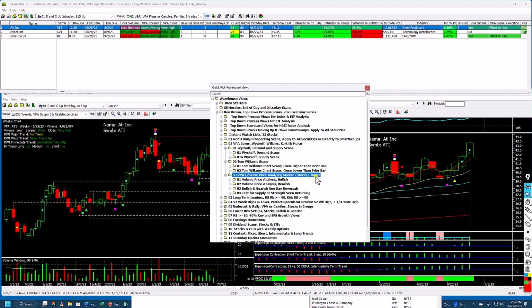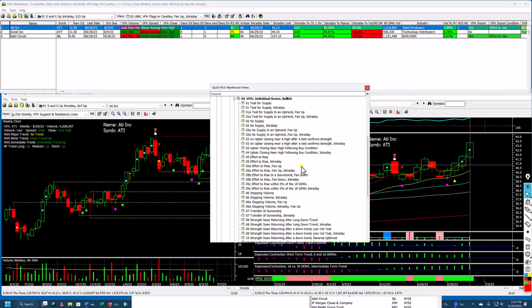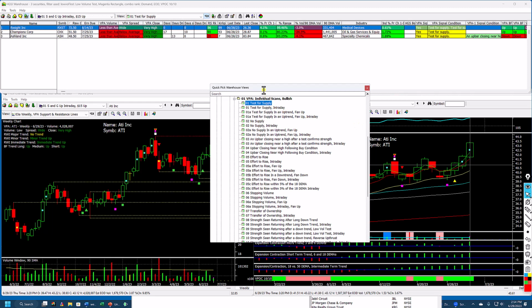And Karthik Marar is the one who put the code for VPA out into the public domain, and that's what's incorporated into HCSI. So I'm giving him credit on this module, but you can see all of the individual scans are in here. If you like certain scans, like test for supply, you just click on that, and you'll see that test for supply comes up right here.